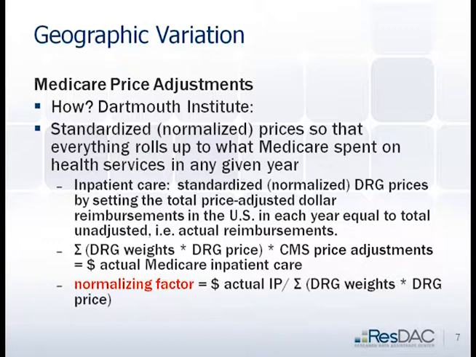And then you try to back this out and you come up with this normalizing factor that really reflects, across the US, how big these price adjustments were on average. So you have the actual inpatient expenditures that Medicare spent on inpatient care for the US. You know what the DRG weights and the DRG prices are for that year, and you divide those two, and then you come up with what they call this normalizing factor. That's how you establish it: you're basically adjusting the DRG weights and the prices upward to reflect Medicare dollars. So that's one way of doing it.